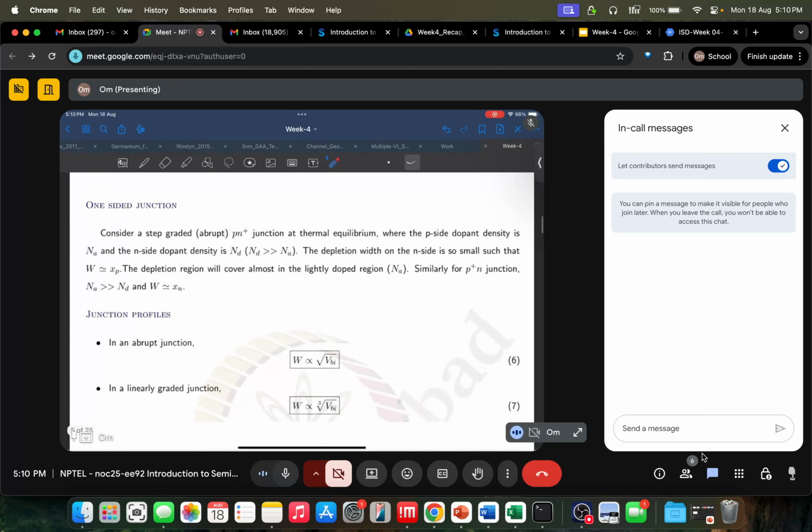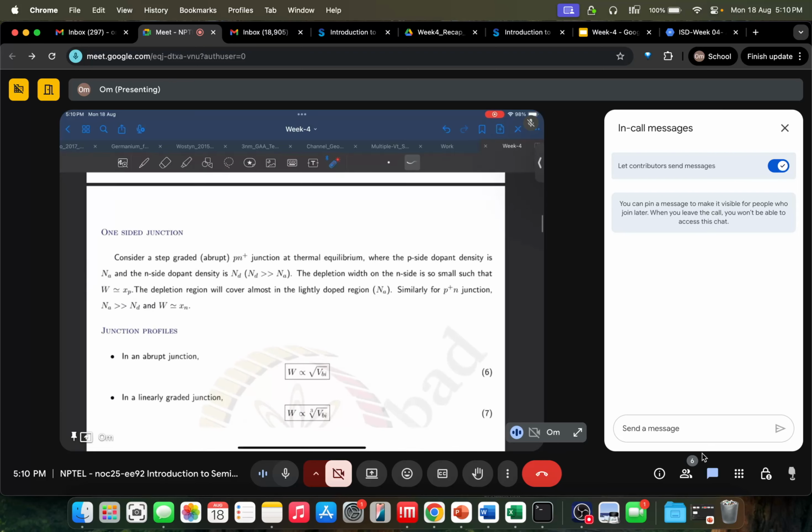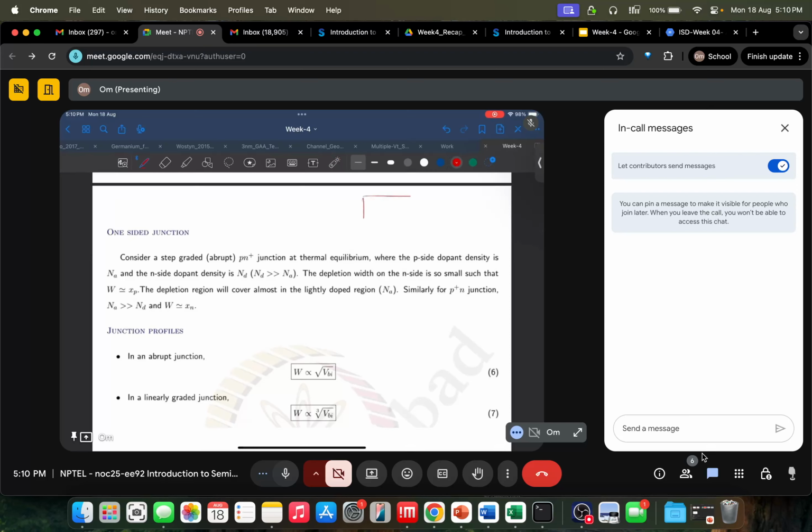So consider a one-sided junction. A one-sided junction would be something like P and N, but here doping is Na, here doping is Nd, and Nd is much greater than Na. So most of the depletion region will be formed on the P side and very little depletion will be formed on the N side. This is called a one-sided junction.